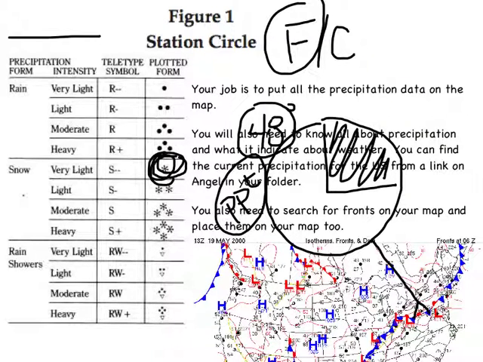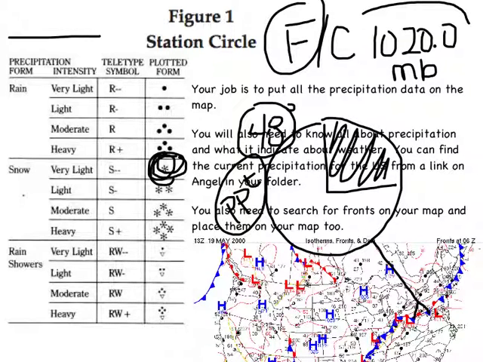The last thing we need to put on is atmospheric pressure. Remember that air pressure has to do with the air that's on top of the air that's on the bottom. And you're going to have it measured in millibars. So for San Francisco, we have 1020.0 millibars. On your weather map, this takes up a lot of space. And so you're simply going to register it as 020, and it's going to go right here.